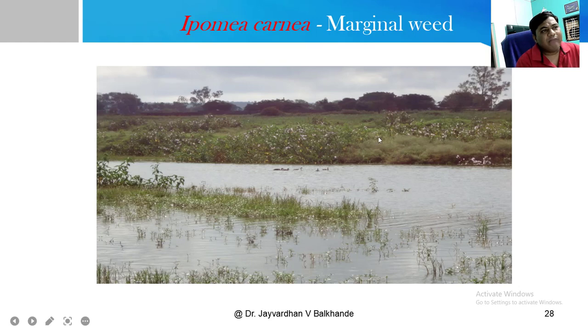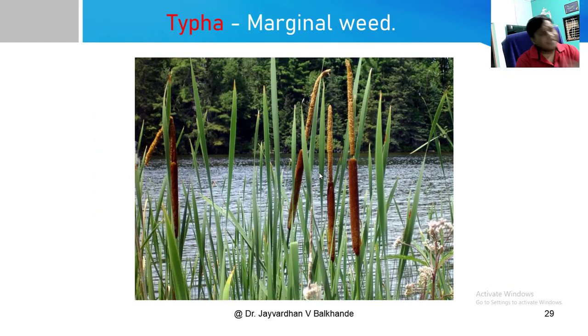Not only on the bank but inside also, where there is enough space for the soil, at that place Ipomoea carnea is also present. This is a marginal weed. And again, one of the marginal weeds is Typha. We can observe these in the margin of any water body.